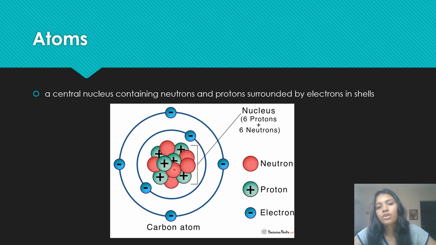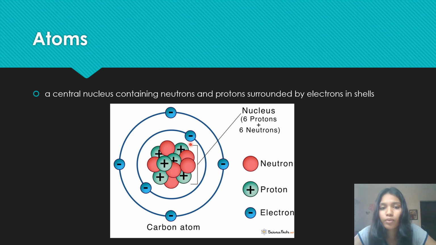So this is the center of an atom, this little part, and this center, this core, is called the nucleus. The nucleus comprises neutrons and protons. Their names give it away. Neutrons are neutral, no charge. Protons, pro. They have a positive charge.